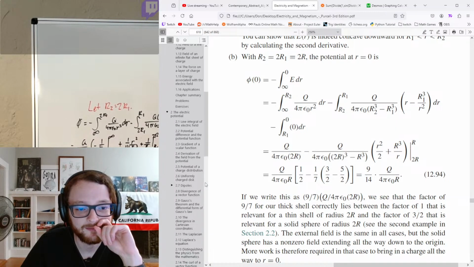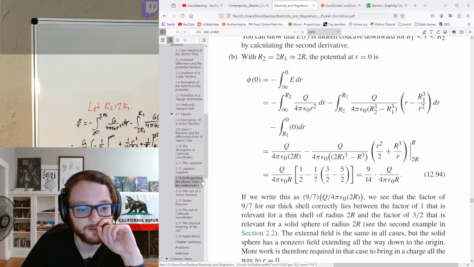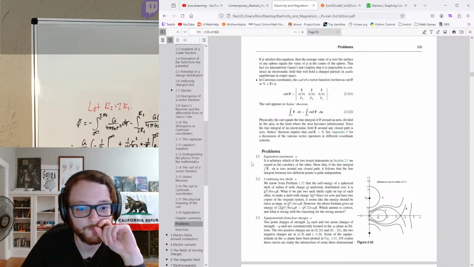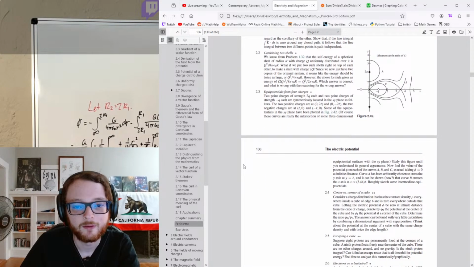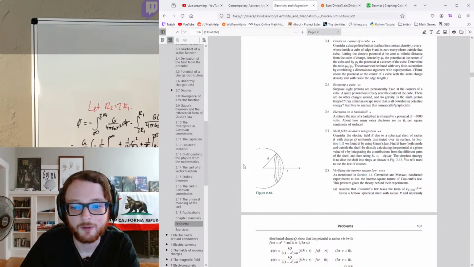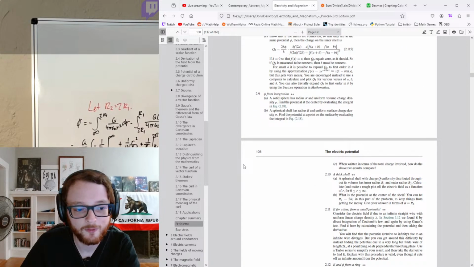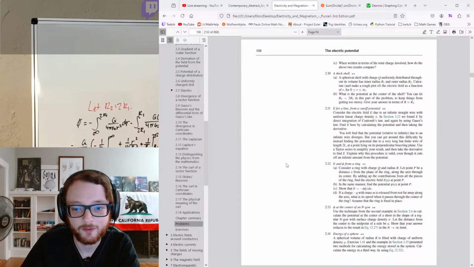Yeah, I'm kind of happy with how I did on that problem. The part A was a nice refresher on Gauss's law. In part B, I mean, the formula thankfully is relatively simple to apply there.